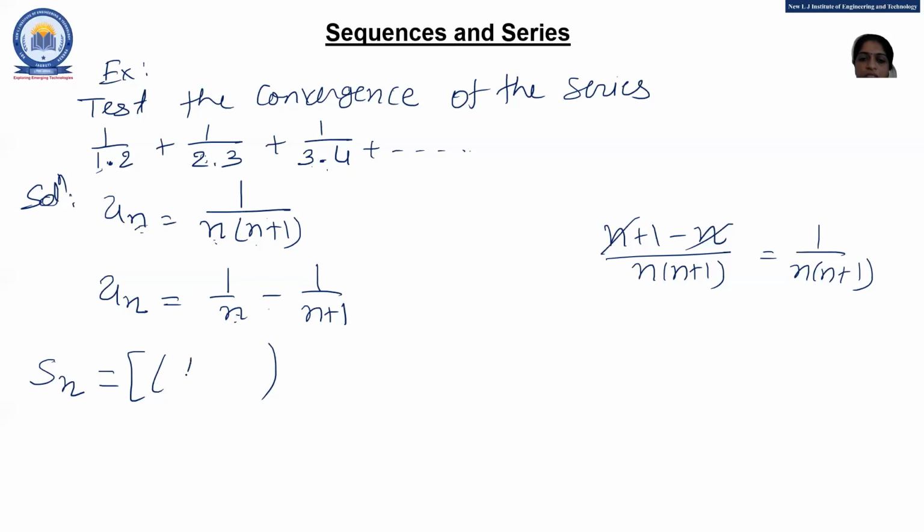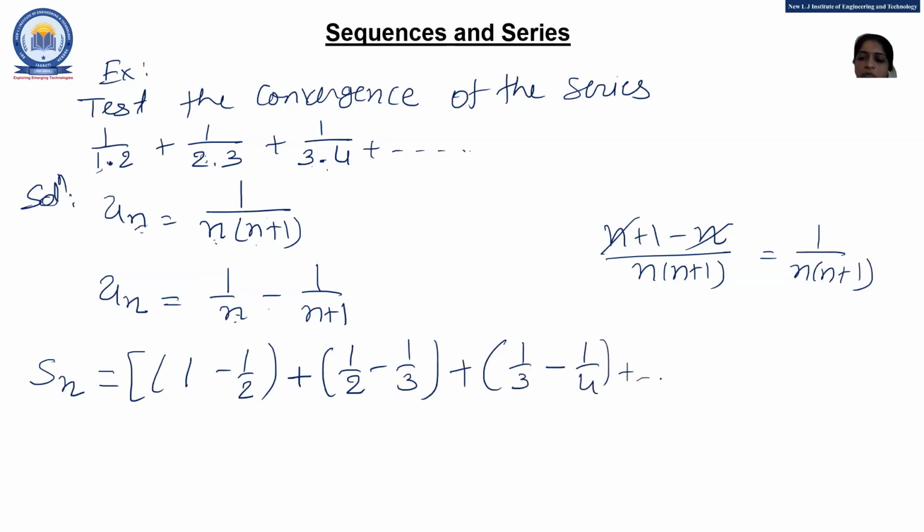If I put n equal to 1, that is 1 minus 1 half. Plus, if I put n equal to 2, what is my second term? 1 by 2 minus 1 third. If I put n equal to 3, what is my third term? 1 by 3 minus 1 by 4. Up to, what is my nth term? My nth term is 1 by n minus 1 upon n plus 1.